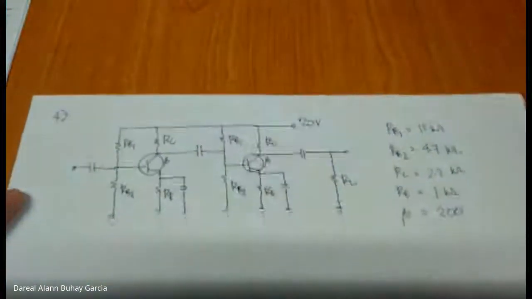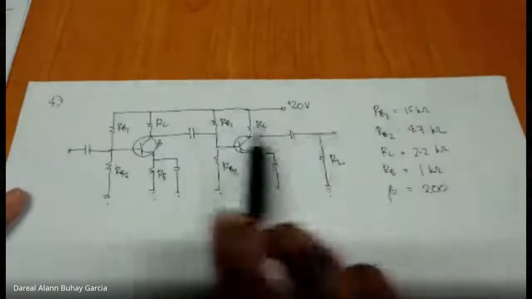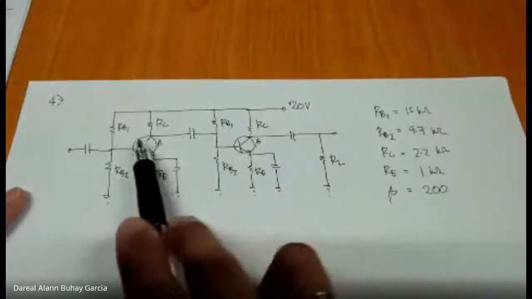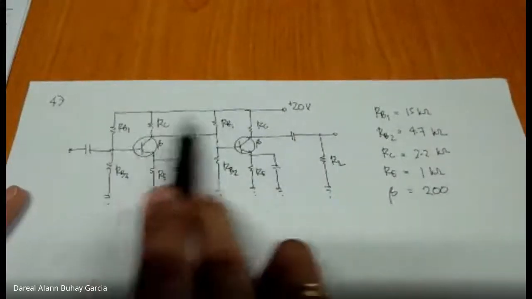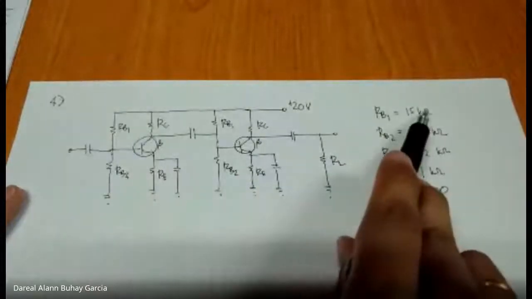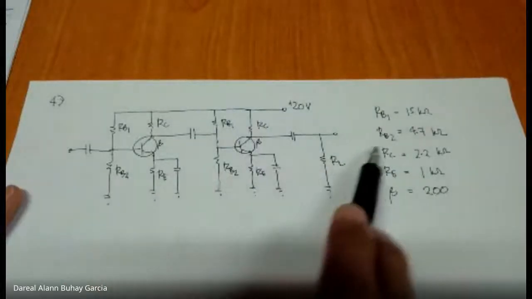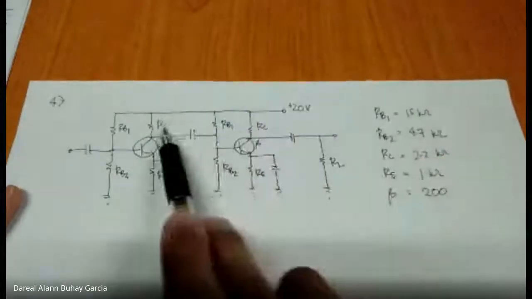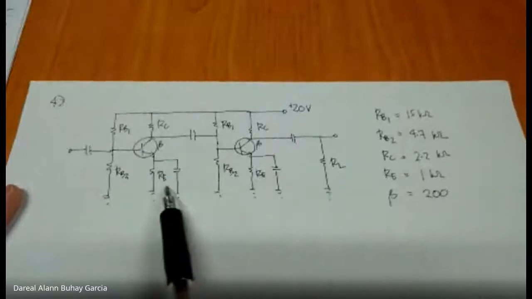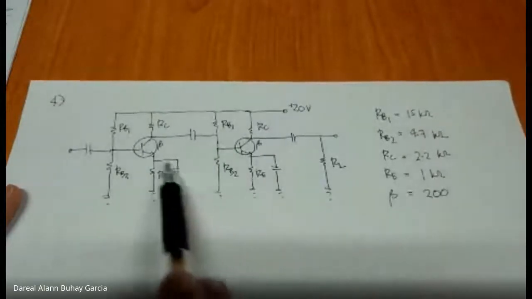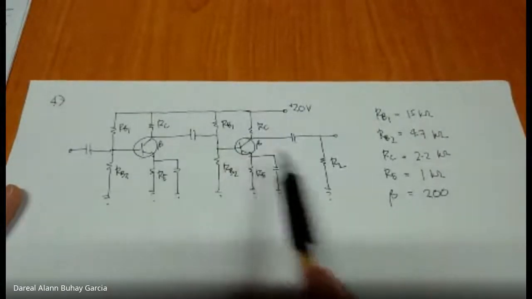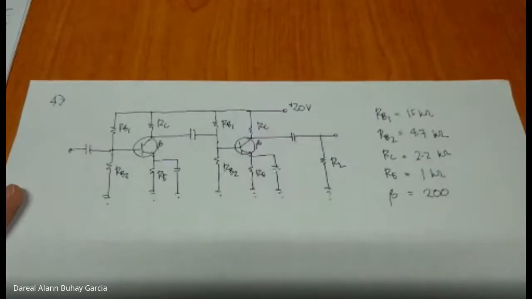So to make things simpler, parehas lang values, no? Si RB1 parehas lang value, 15K. Si RB2 parehas lang value, 4.7. Si RC parehas lang value, 2.2. Si RE parehas lang value, 1K. And plus po, itong gigamit nga transistor, beta 200. Okay?